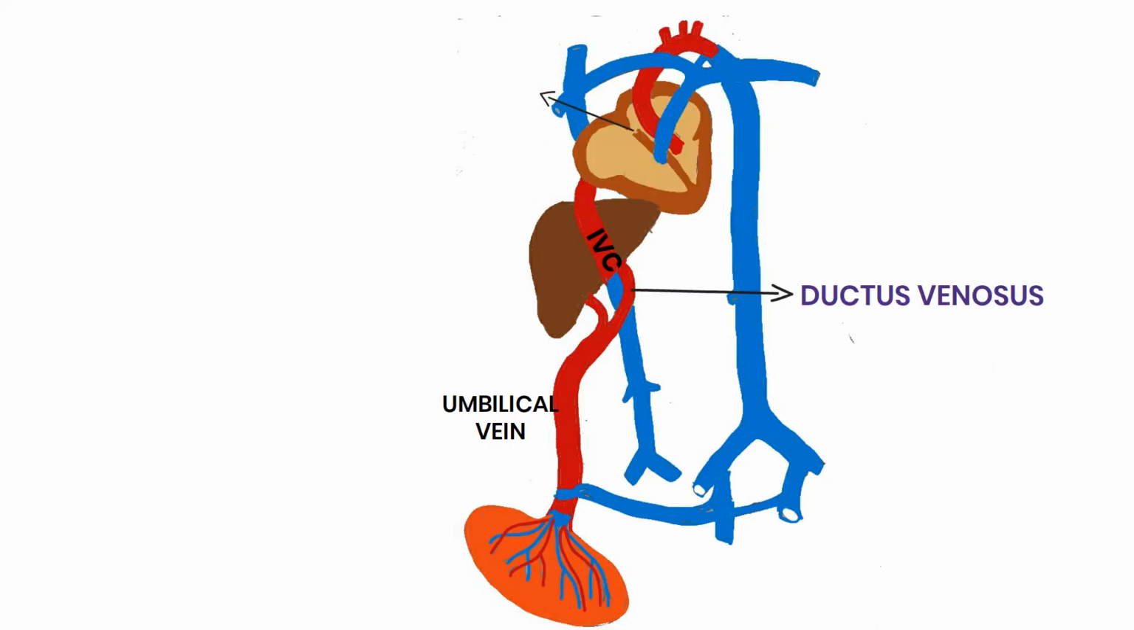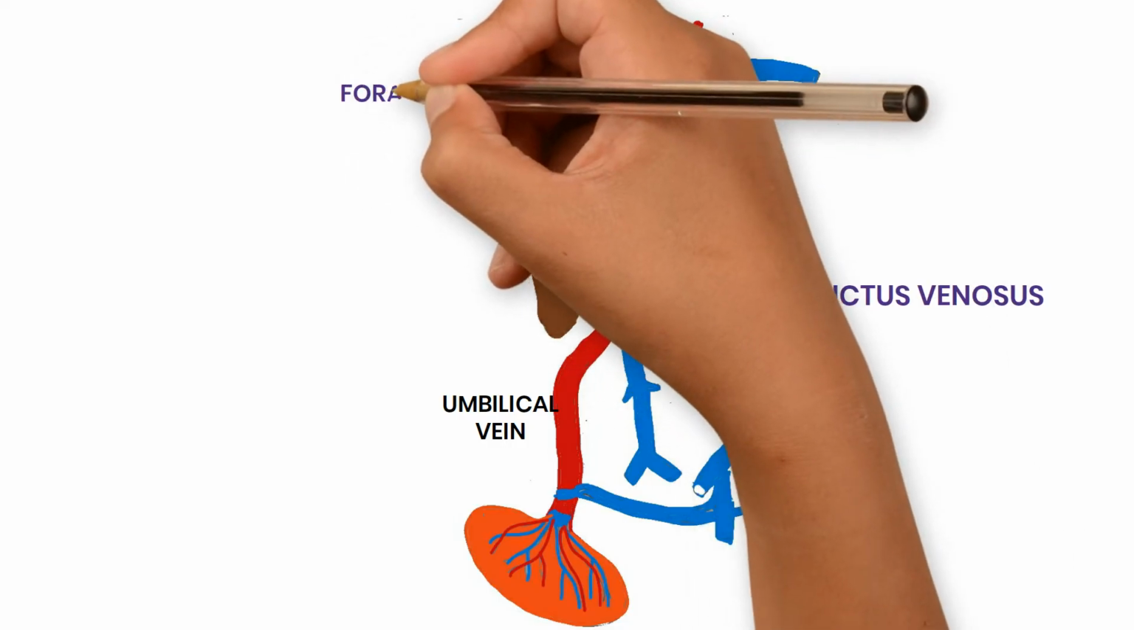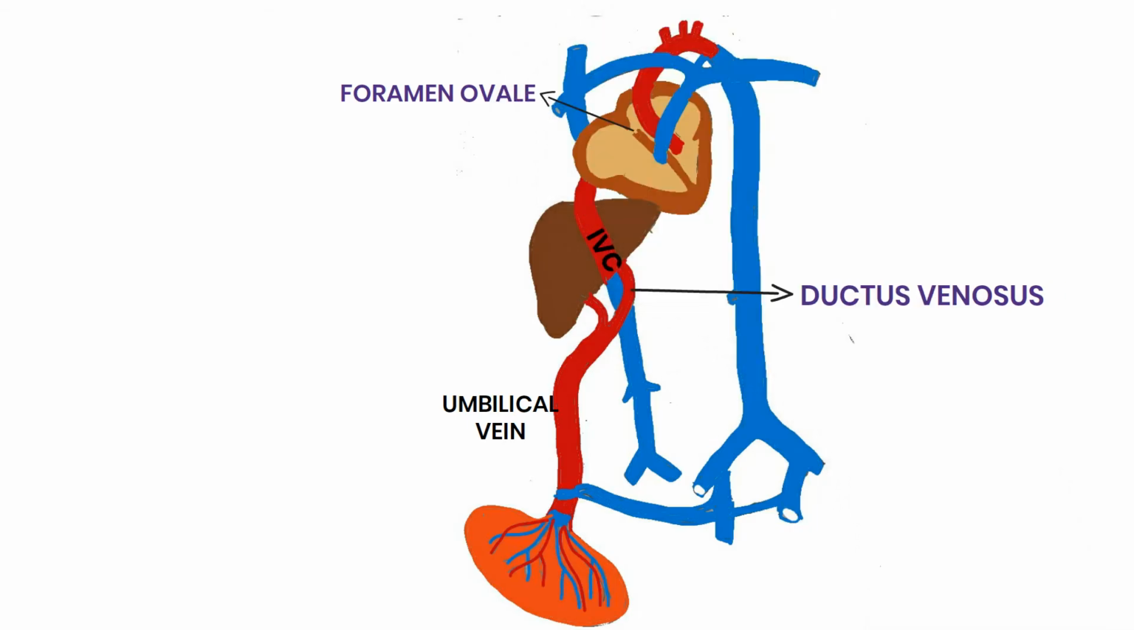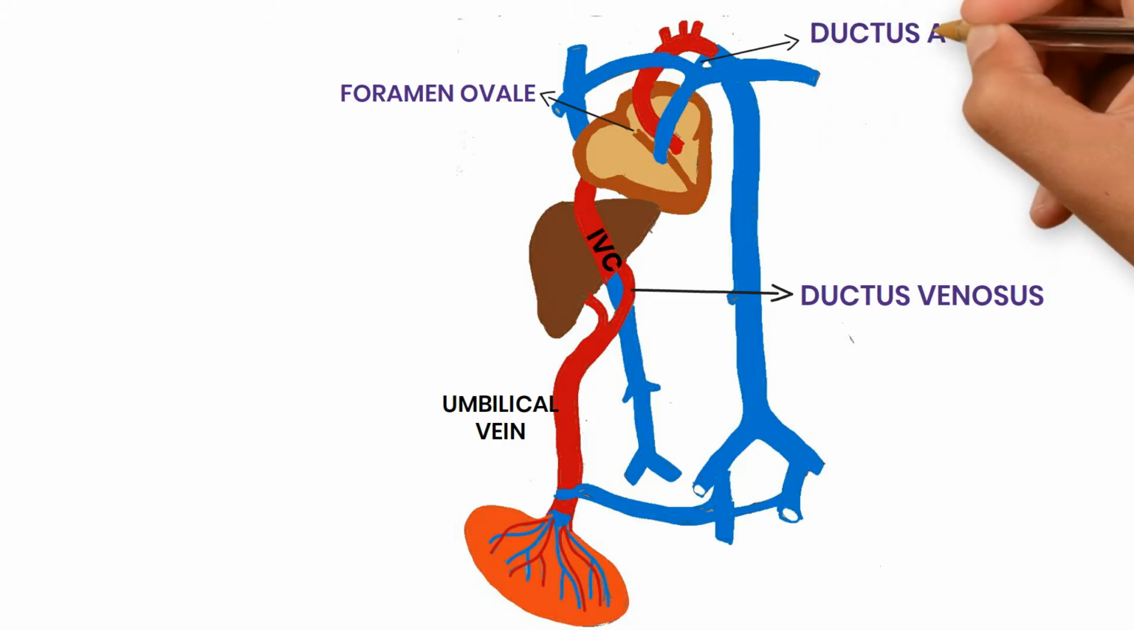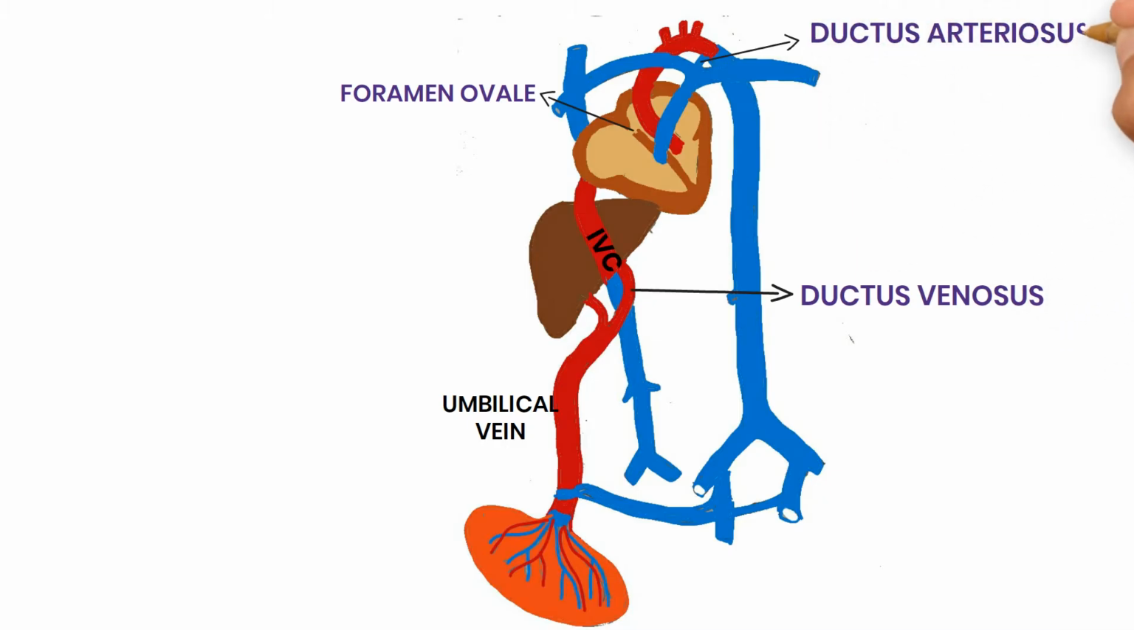Next one is foramen ovale. This is a one-way communication allowing blood to flow from right atrium to left atrium. Third one is ductus arteriosus between pulmonary artery and aorta. This is helpful in bypassing lungs.